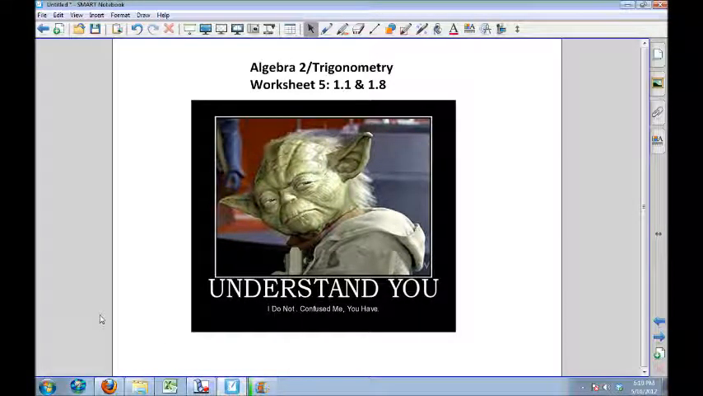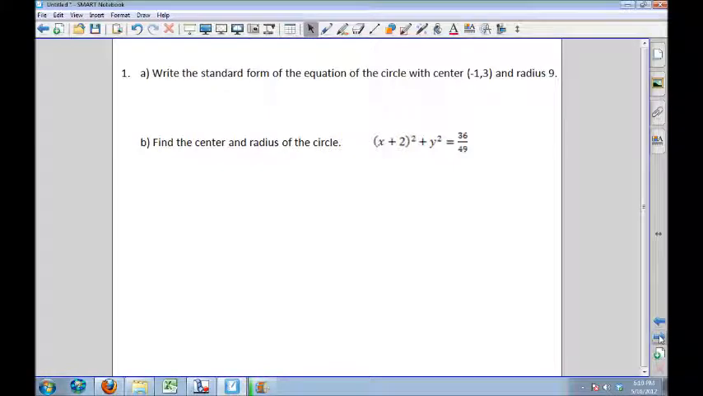Worksheet 5, sections 1.1 and 1.8. Taking a look at what I have in store for us now. I'm looking for the equation of a circle with a center at -1, 3 and a radius of 9.